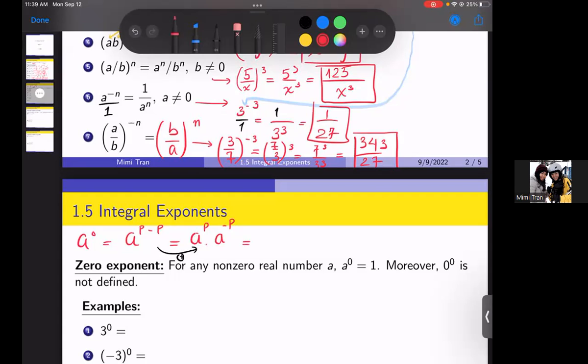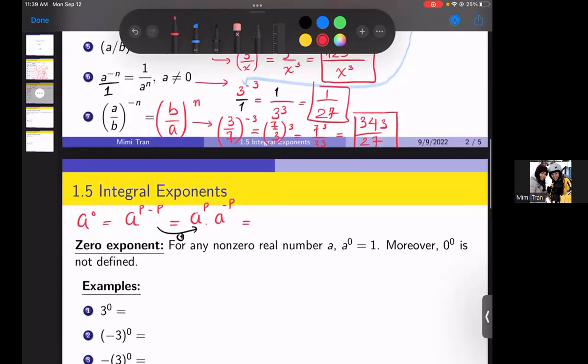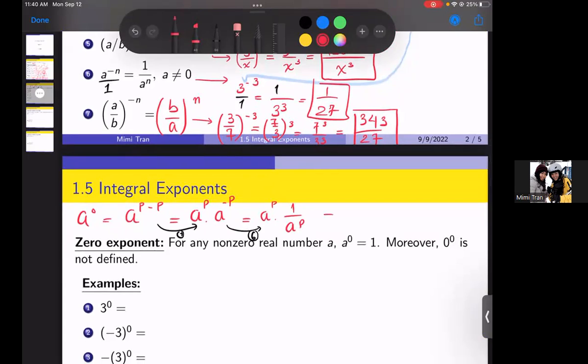One more. Can someone use rule number 6 to get rid of the negative power? So I rewrite a to the p, the first factor. But the second factor, I need to change it into something that is not a negative exponent. Yeah, 1 over a to the p. From here to here, number 6, which is equal to 1. That's why a to the 0 is 1.